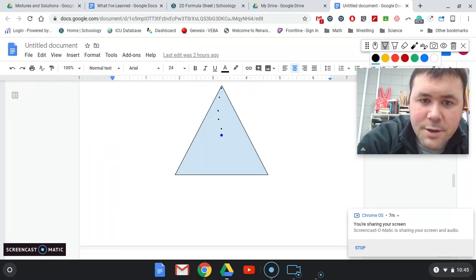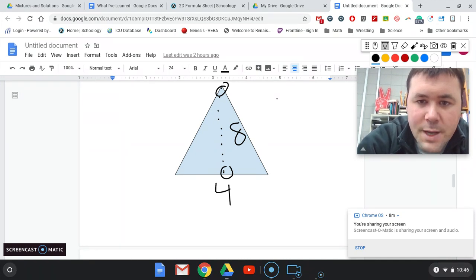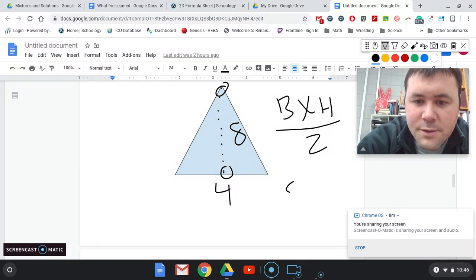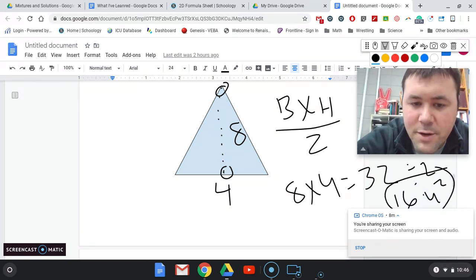Okay, so same would be if we did a shape that looked like this. Here is our height from the very top of our shape and it touches our base. So in this case, our height is going to be 8. Our base is going to be 4. Again, it's base times height divided by 2. So 8 times 4 equals 32. 32 divided by 2 is 16 units squared. That would be your answer.